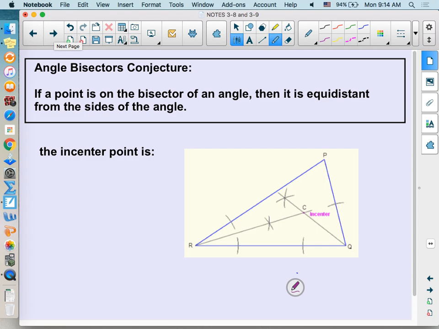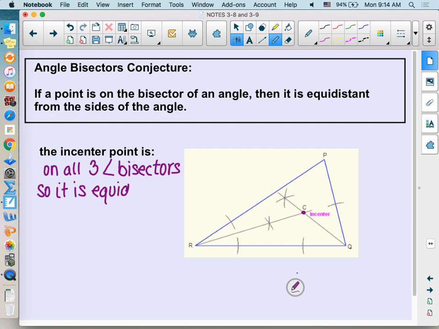But our point here that I constructed using 2 angle bisectors is the point where the 3rd angle bisector would come through. So the incenter is on all 3 angle bisectors of the triangle. And because of that, it's equidistant from all 3 sides, not all 3 vertices, as you can see. It's not equidistant from Q as it is from R as it is from P. It's equidistant from all 3 sides of the triangle.